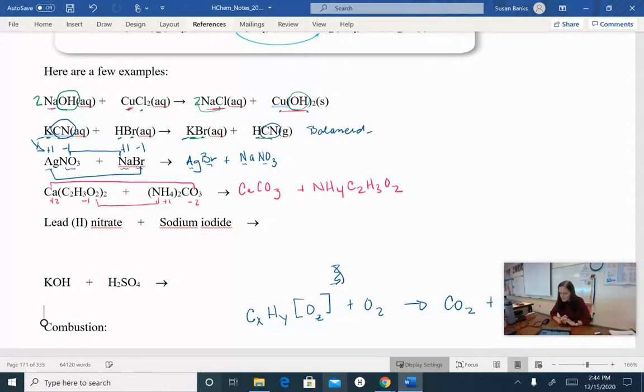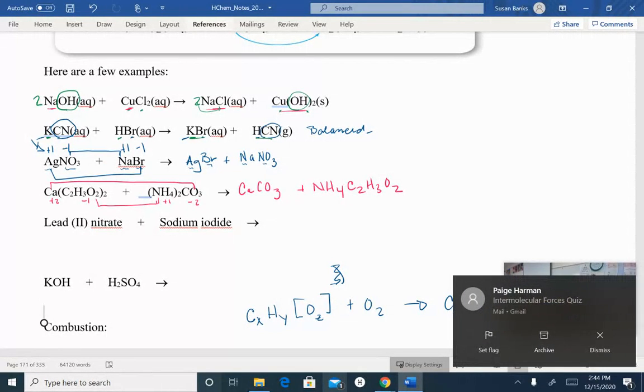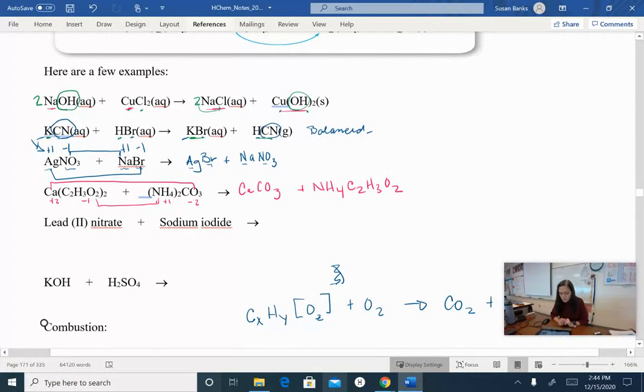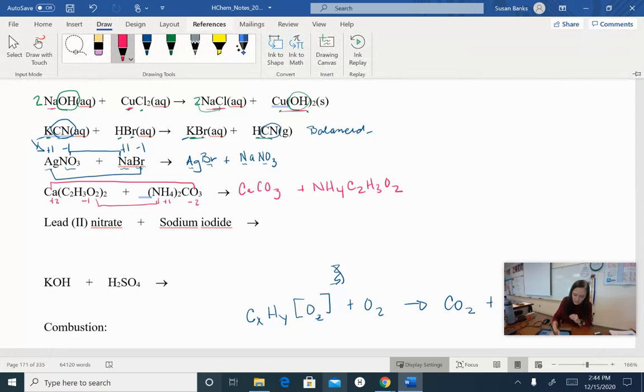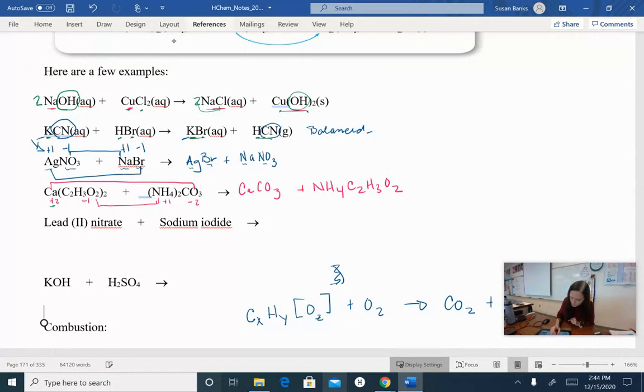Okay, there's our skeleton. Now we are going to balance our equation. So let me get another color. So let's look at our stuff. We've got 1 calcium. We're okay. We've got 2 acetates. We've only got 1 acetate here. So let's multiply that by 2. We've got 2 ammoniums. Now we do have 2 ammoniums with that 2. And 1 carbonate and 1 carbonate.